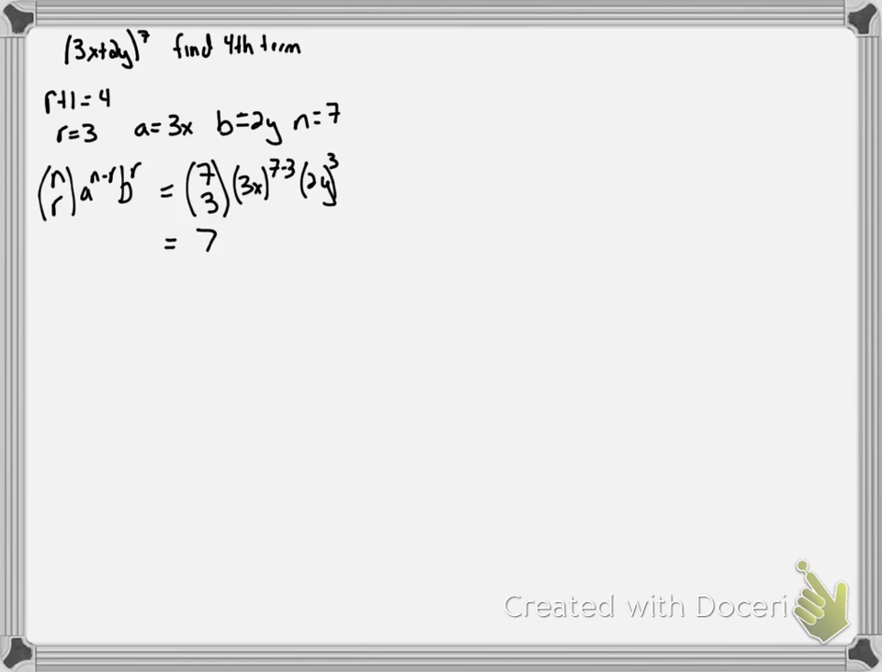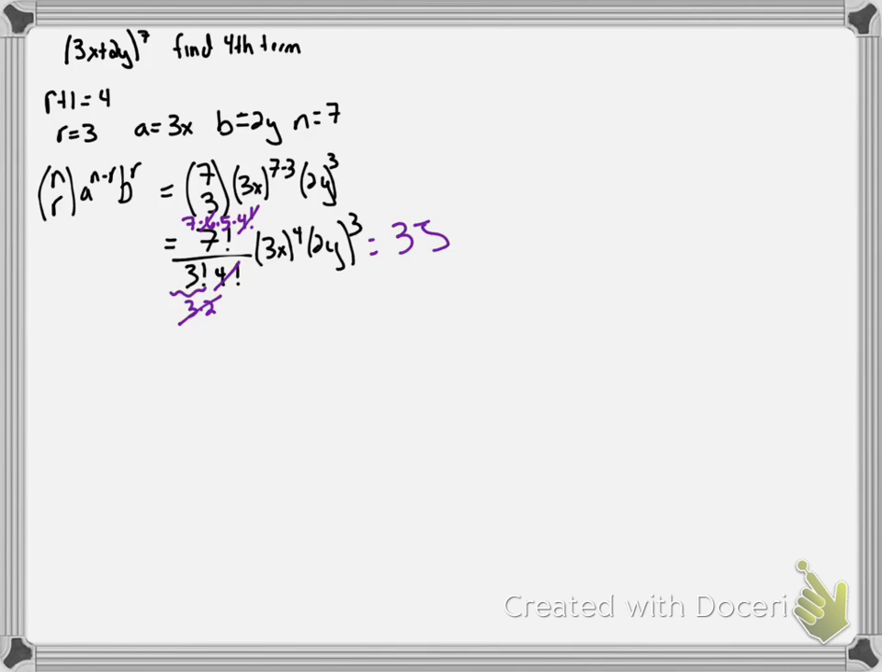So this is going to give me 7 factorial over 3 factorial, 7 minus 3 is 4 factorial, times 3x to the 4th, 2y to the 3rd. I'm going to have to expand on top: 7 times 6 times 5 times 4 factorial. The 4 factorials cancel. In the denominator, I have 3 times 2. That 6 cancels with the 6. I have 7 times 5, so 7 times 5 is 35. I'm going to write it off to the side for now. So 35, 3 to the 4th.